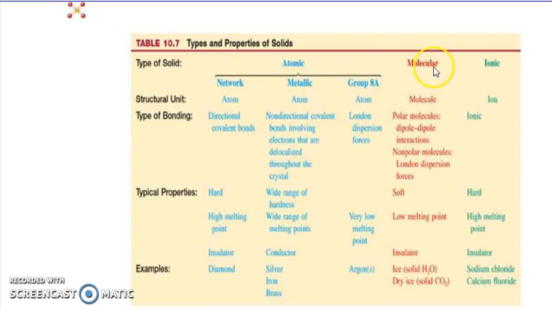And then you have molecular solids, which we've already talked about. We spent most of our time in this unit talking about this right here. Again, they have pretty low melting points, your dry ice and your just regular ice. Then finally your ionic. You have very hard, very, very high melting points, and here's some examples.